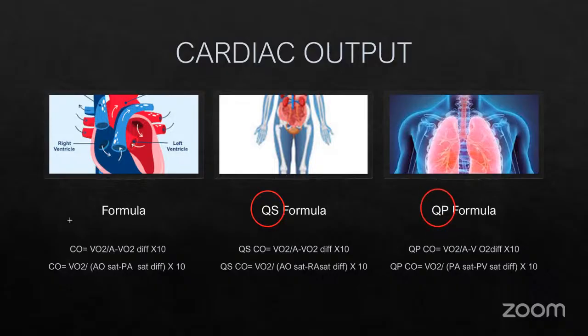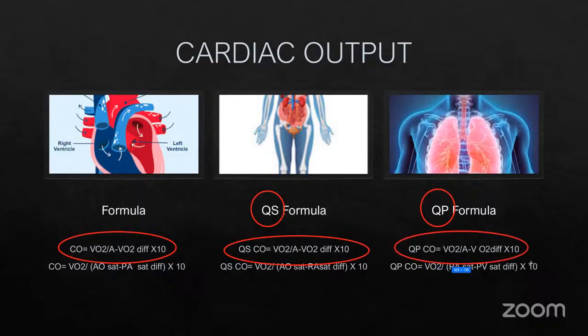Q equals flow. Okay, so when we look at the formulas, our regular cardiac output is going to be cardiac output equals VO2, or assumed VO2, divided by the arteriovenous O2 difference times 10. If we look at all three of them, look at the formula. CO is the assumed VO2 divided by AVO2 difference times 10. And if we go to the QP, it is VO2 divided by AV O2 difference times 10. All three are the same.